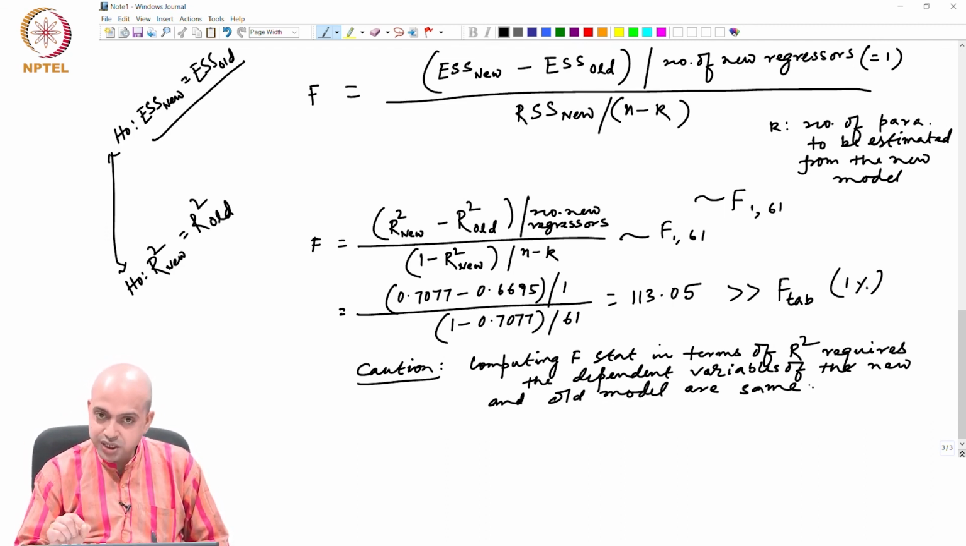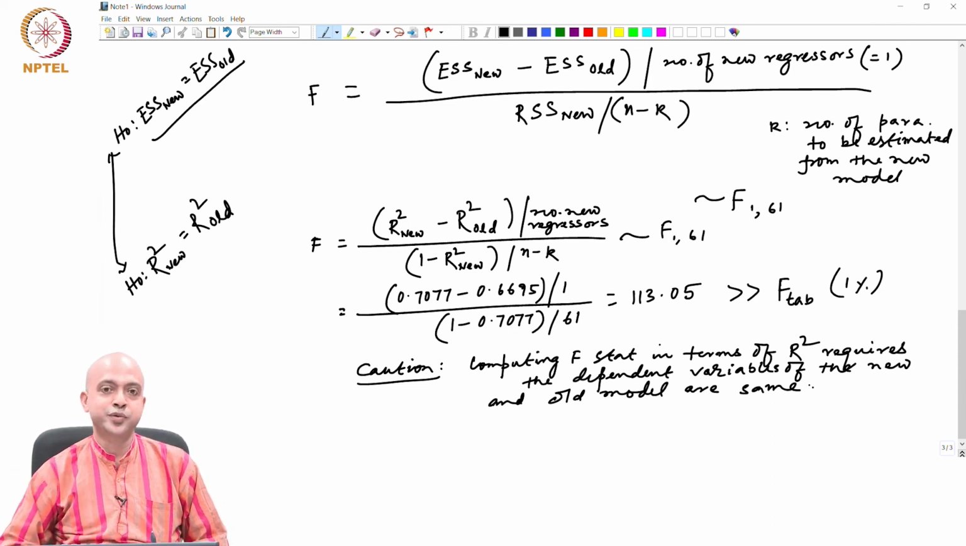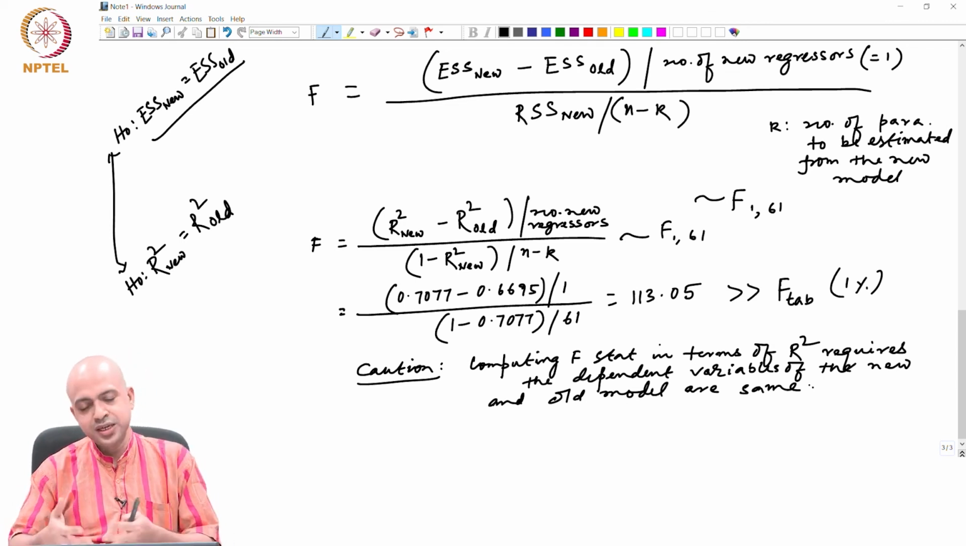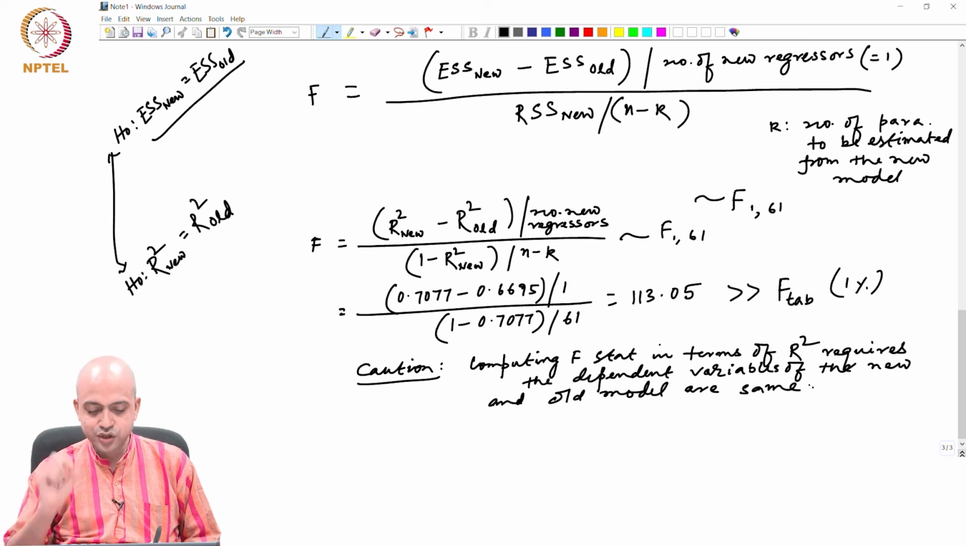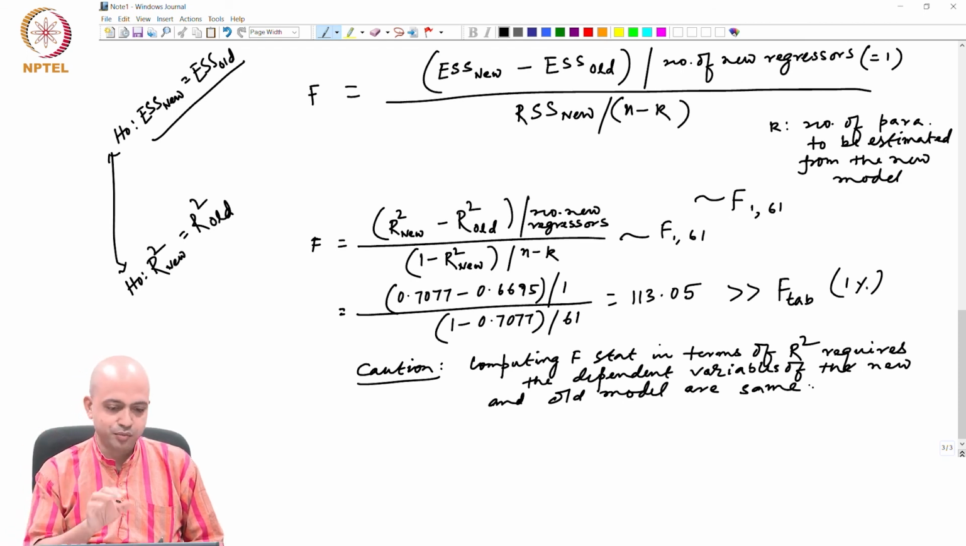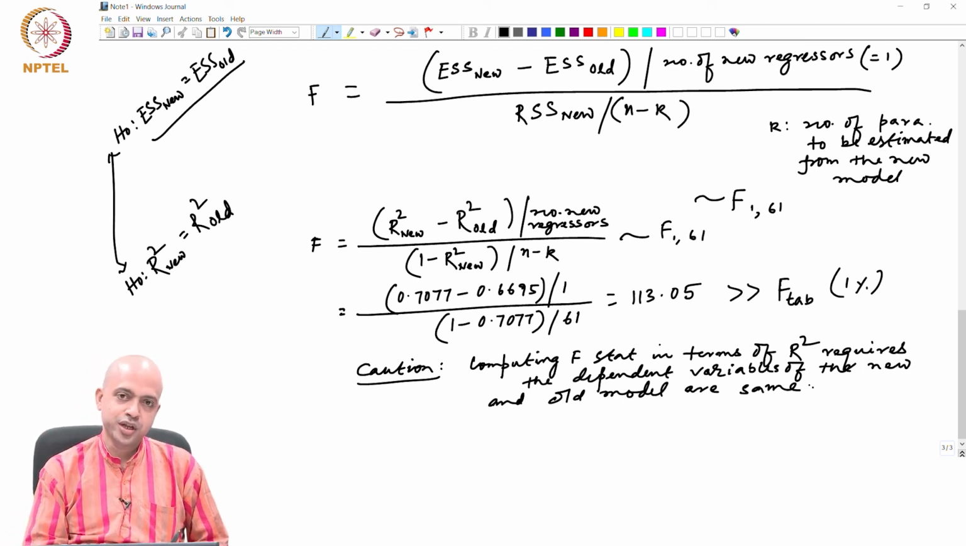If they are not the same, then we need to define the statistic in terms of ESS or RSS, because ESS and RSS are always comparable, not the R square. That is one cautionary note we have to keep in mind while computing the F statistic in terms of R square. So, with this we are closing our discussion today.